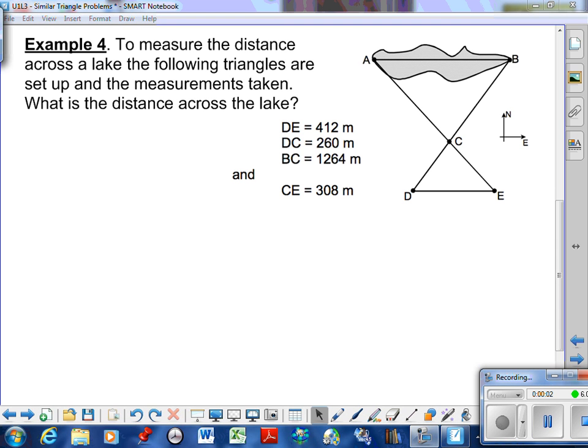Okay, just finishing up the final example from similar triangle word problems. I've actually done this because I've done some surveying, and I did it at a lagoon, and I wasn't too keen on wading through a human waste lagoon just to measure it out.